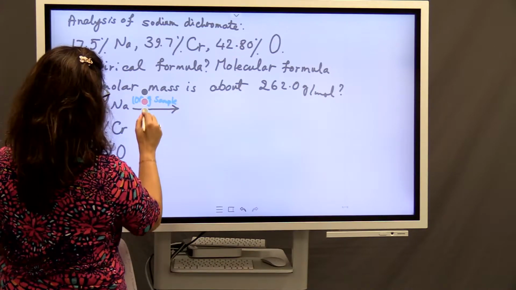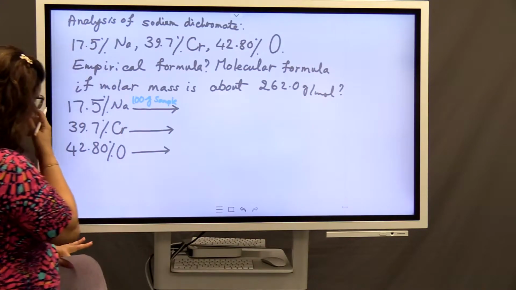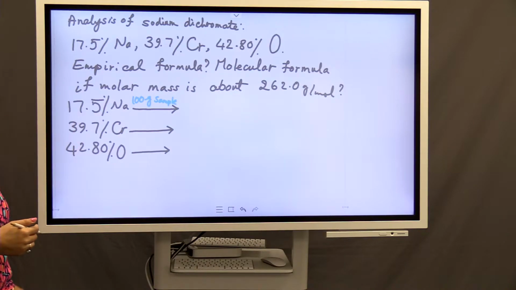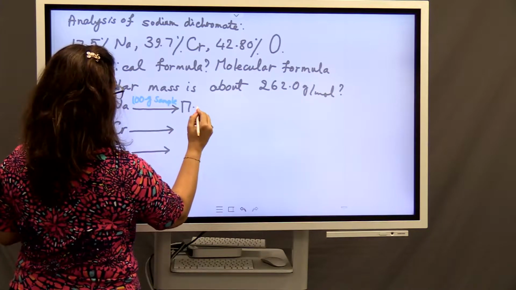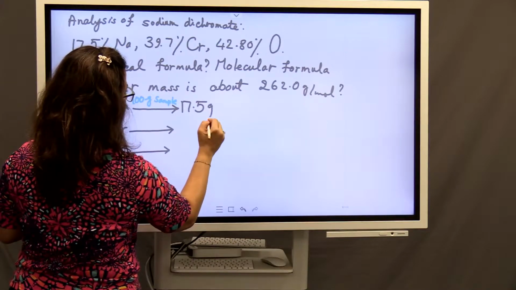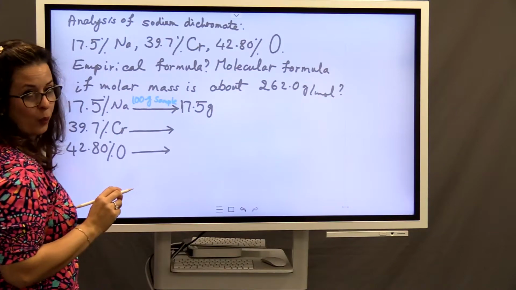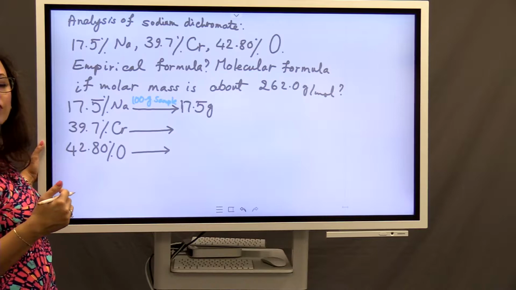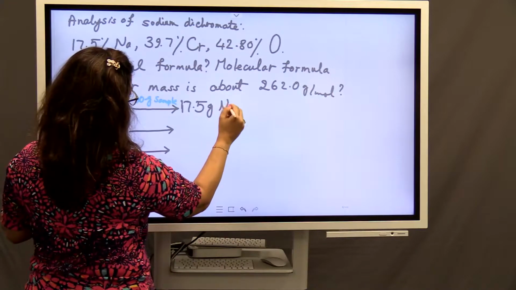For all of these elements, okay? So if we consider a 100-gram sample, what does 17.5% mean? Means 17.5 grams out of 100 grams, right? So you just simply change 17.5% to 17.5 grams, right? We assume the sample weighs 100 grams, so 17.5% means 17.5 grams out of 100 grams. The same assumption for the rest.